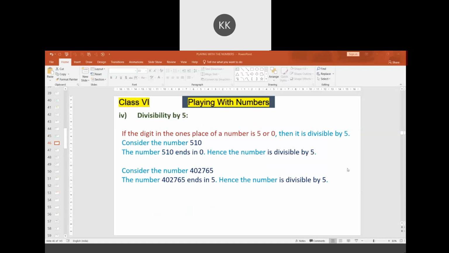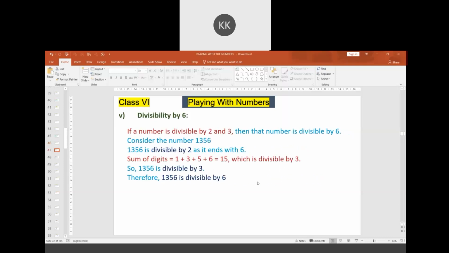If the number ends with 0 or 5, then the number is divisible by 5. Next we learned test for divisibility by 6. If the number is divisible by both 2 and 3, then the number is divisible by 6.